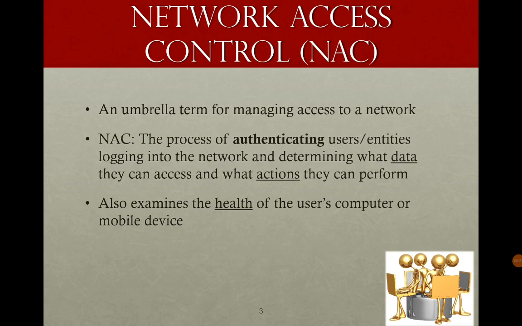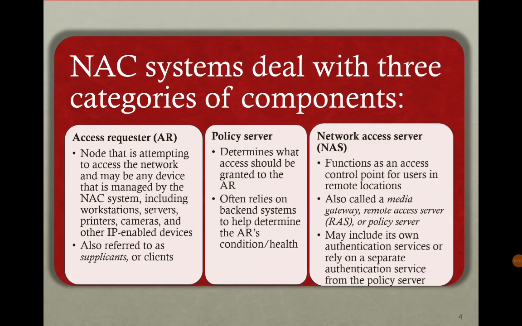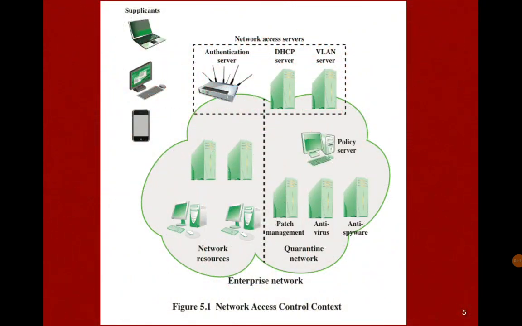One more important work of network access control is it can examine the health of the user computer or the mobile device. So usually network access control systems deal with three components. One is access requester, second one policy server, third one network access server. So what is access requester? So this is the diagram. So here we have three important components.